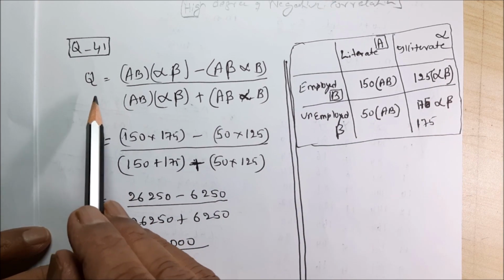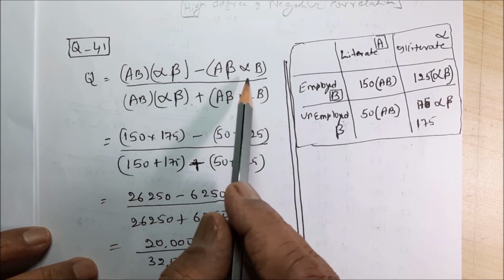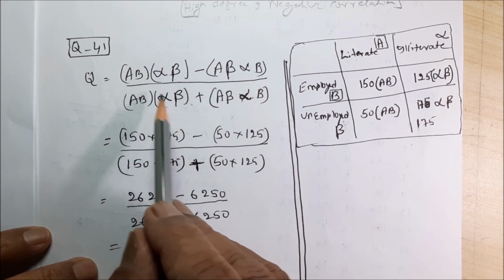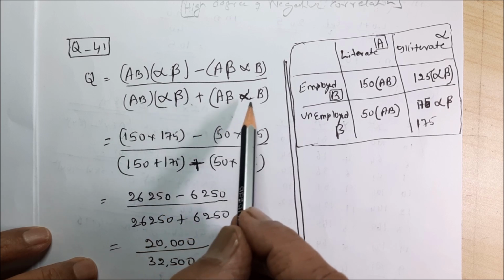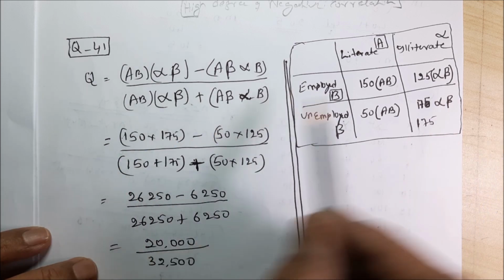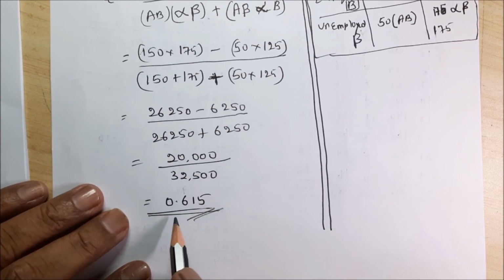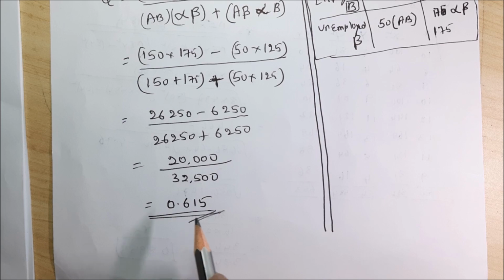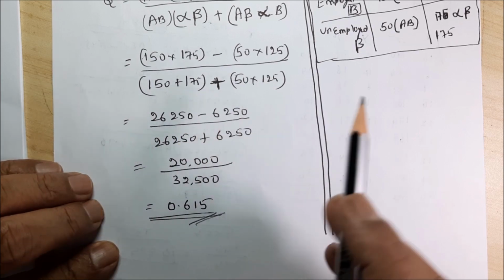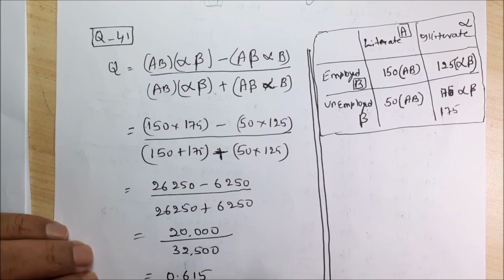Apply the formula: Q is equal to AB into alpha beta minus A beta into alpha B, divided by AB into alpha beta plus A beta into alpha B. So very simple, you just interpret that one, you will get the direct result. It is 0.615. It is positive. So it's a simple concept. When compared to your model question paper, it has been very simplified and given, right?